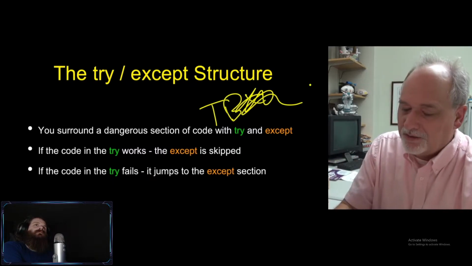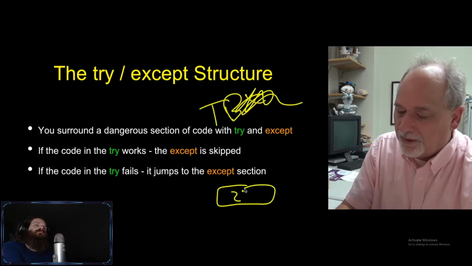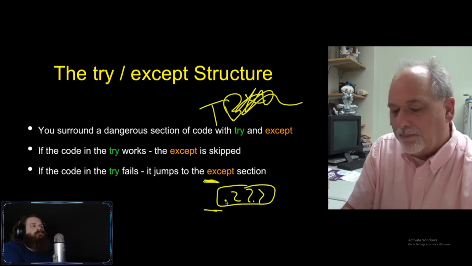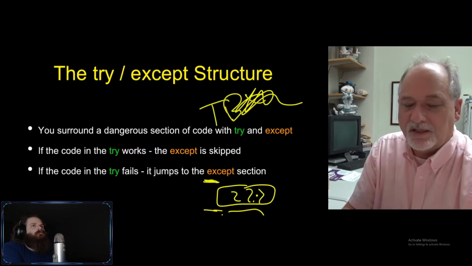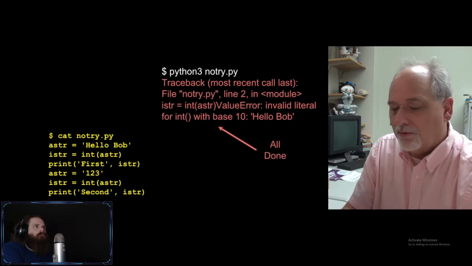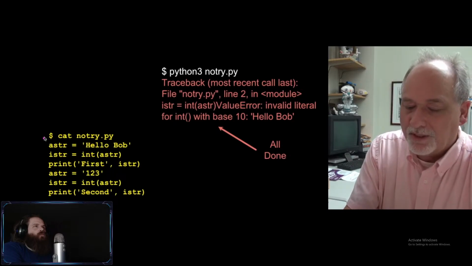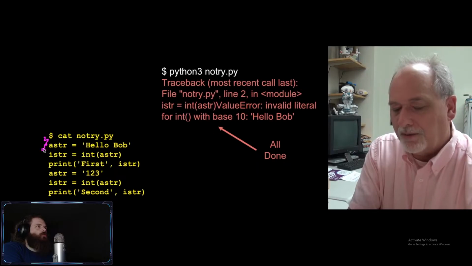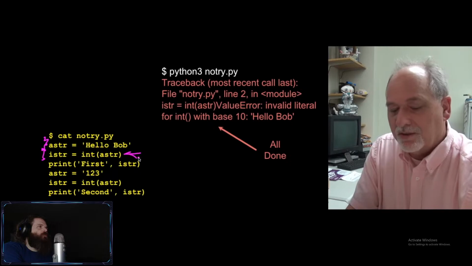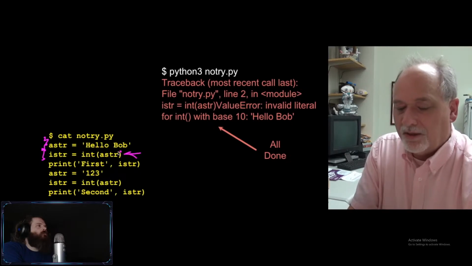You take this little dangerous piece of code that might break and might blow up, and you surround it with a try, which says this might blow up, and if it fails, run this code down here. So that's the try, and the except is for if you get an exception. Here's a little bit of code: we put hello Bob in and we convert it to an integer, and we know from past experience that this blows up. You can't take hello Bob and convert it to an integer. It's just going to blow up.